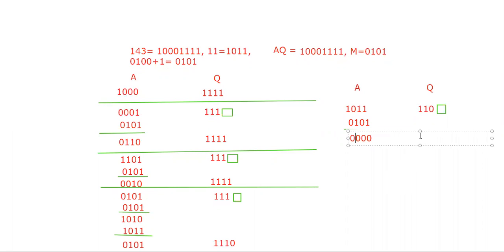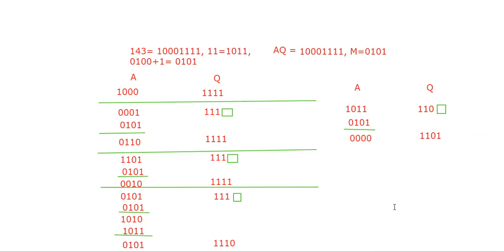Okay. And as you can see, this bit is 0, MSB is 0. That means you have to set this Q0 bit to 1. So the contents of Q will now be 1, 1, 0 and 1. As there are 4 bits in Q, we have performed this step 4 times. 1, 2, 3 and this is our last.